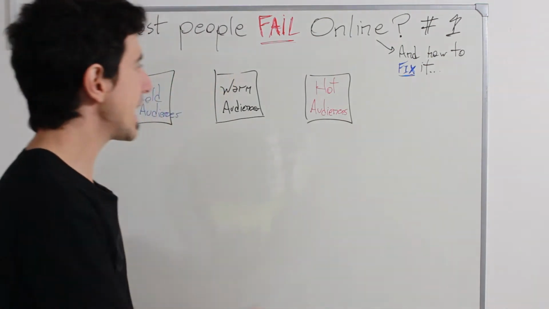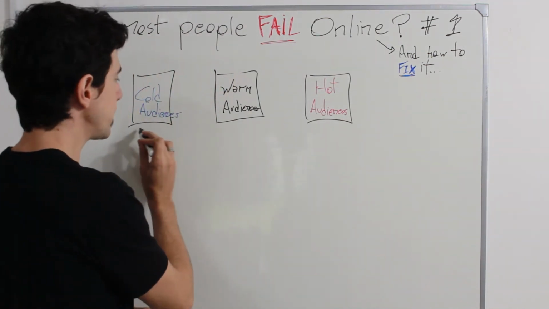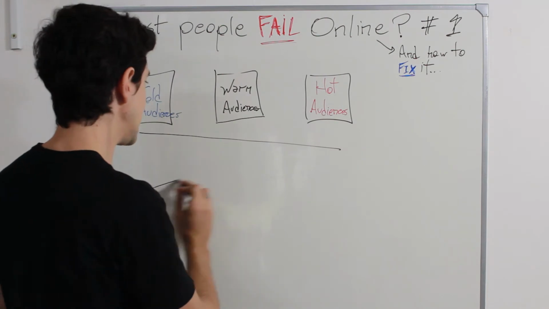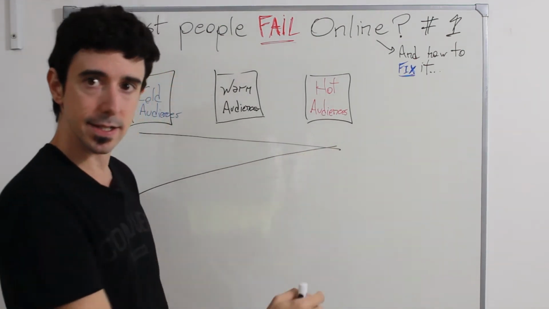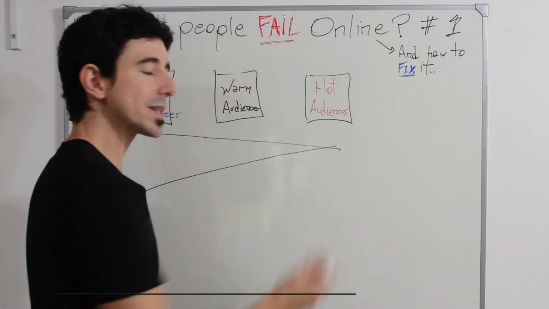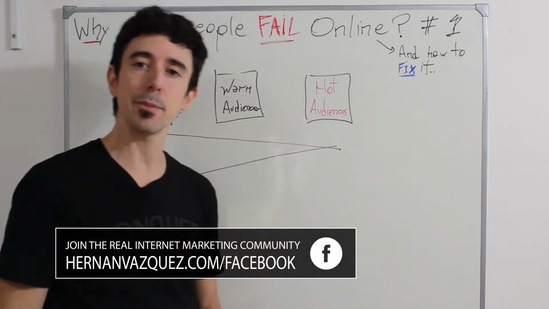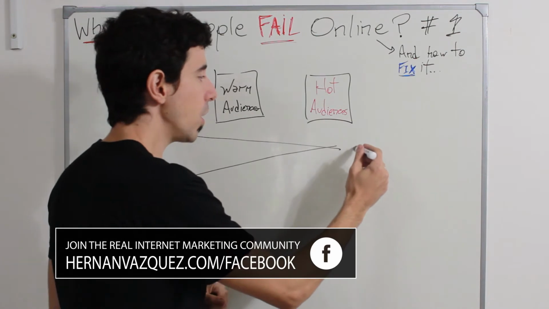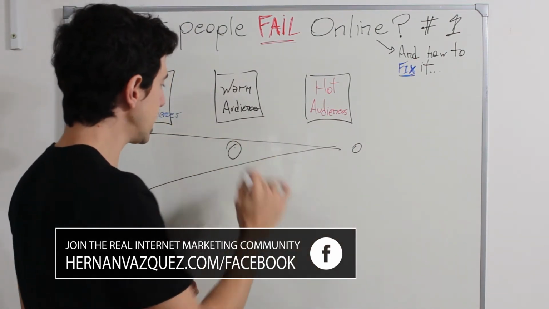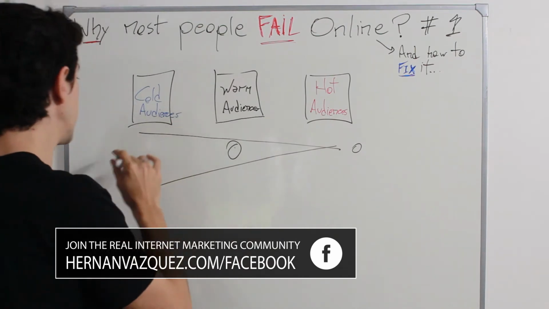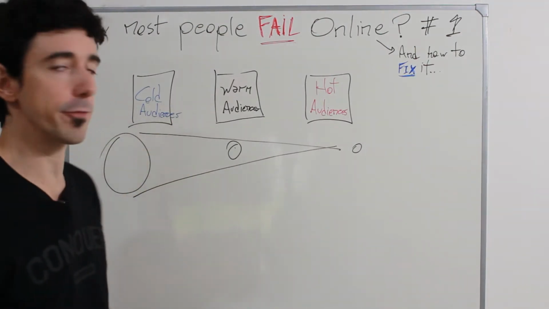Now, the reality is that this spectrum goes like this, meaning the harder the audience, the smaller it is, right? So this is the lowest hanging fruit. This is where your money can be made, but this is the smallest of the three. Now, the warm audiences are a little bit bigger, and then the cold audiences are the vast majority of people.